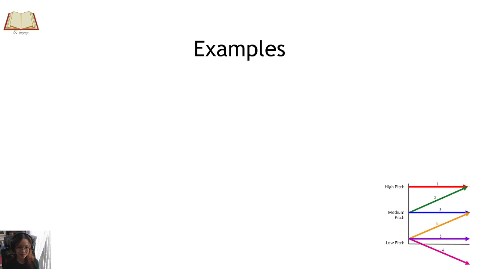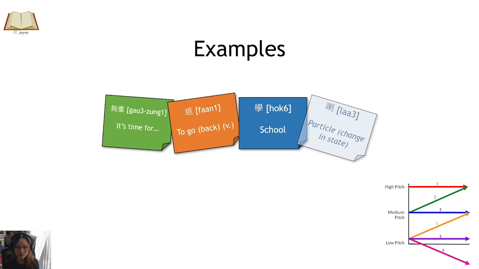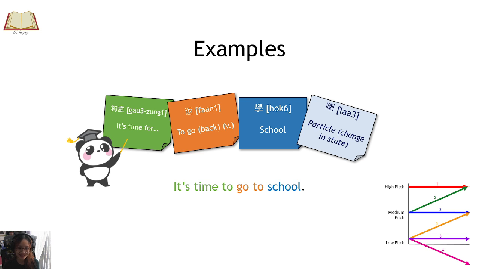Here's another example. 夠鐘返學啦. It's time to go to school. You can add certain time words or phrases to indicate the present moment. This just adds emphasis. With that said, you don't actually need these words or phrases.